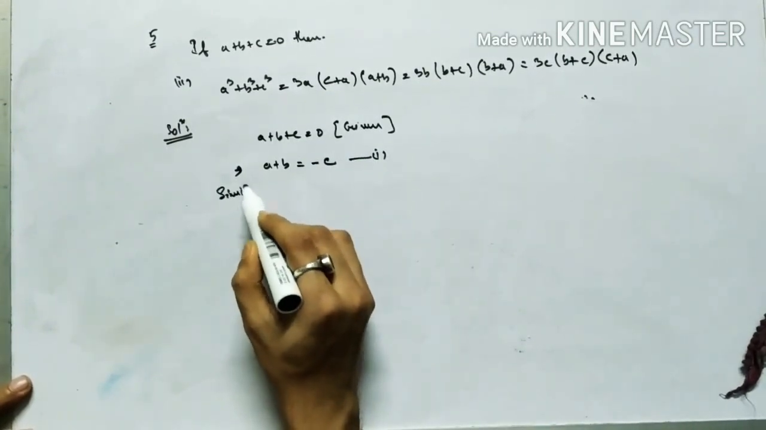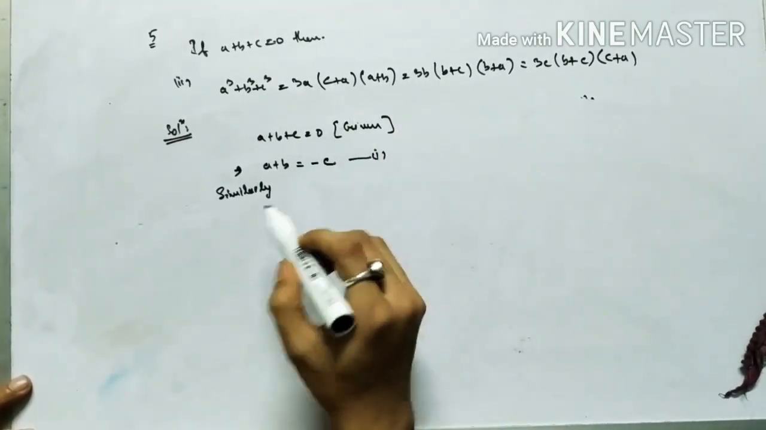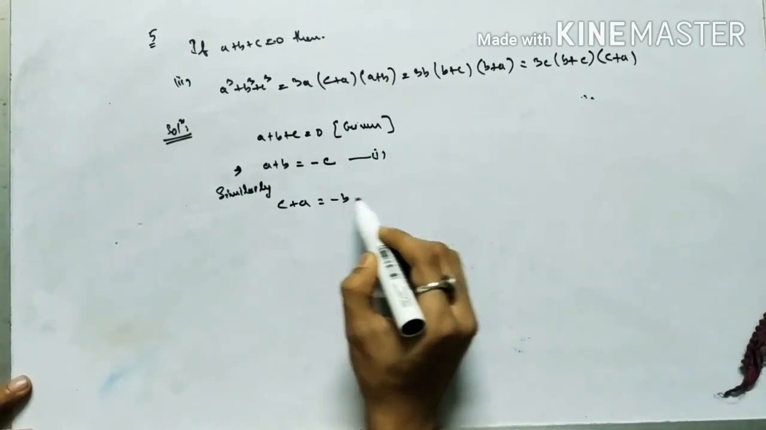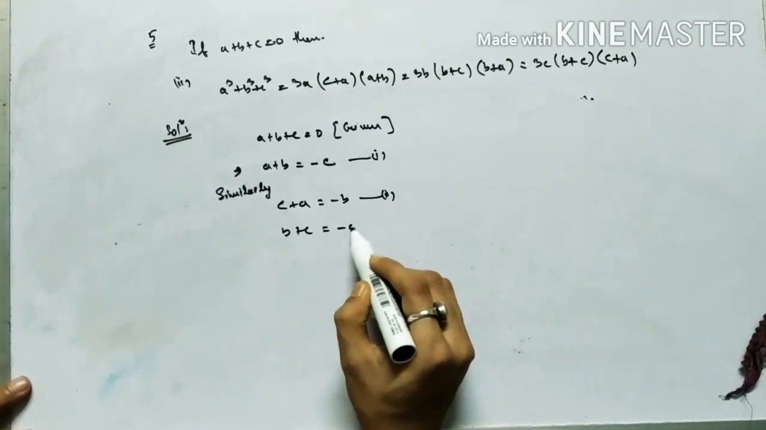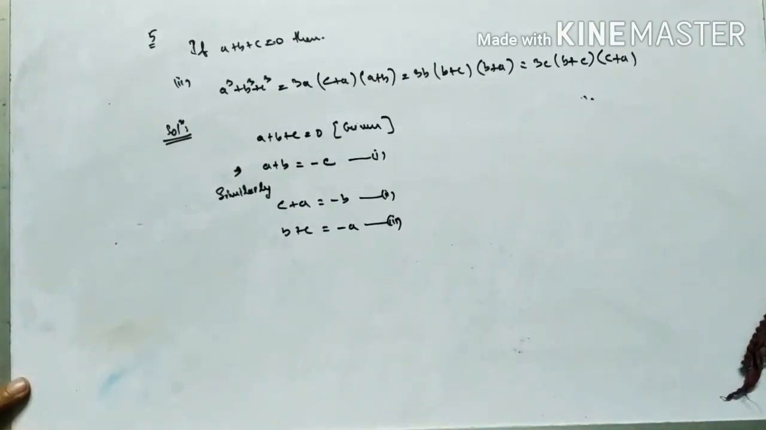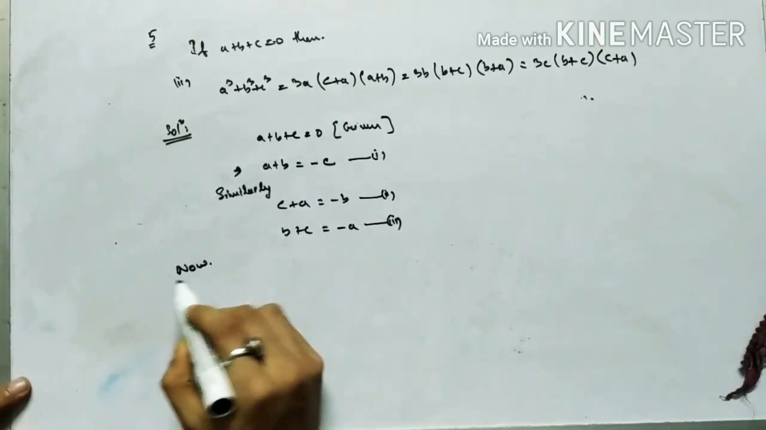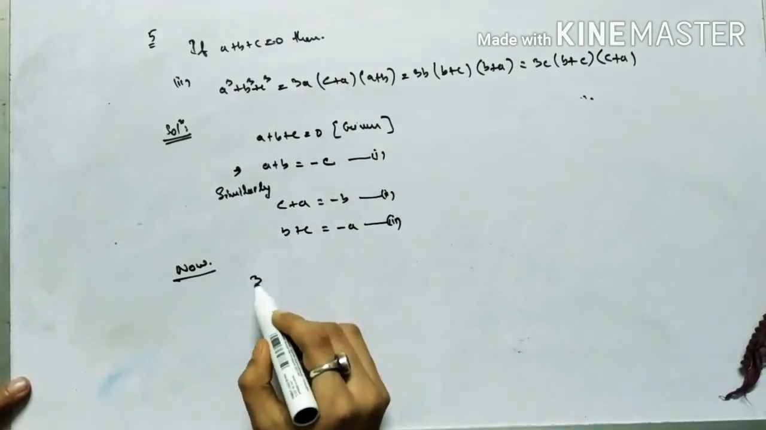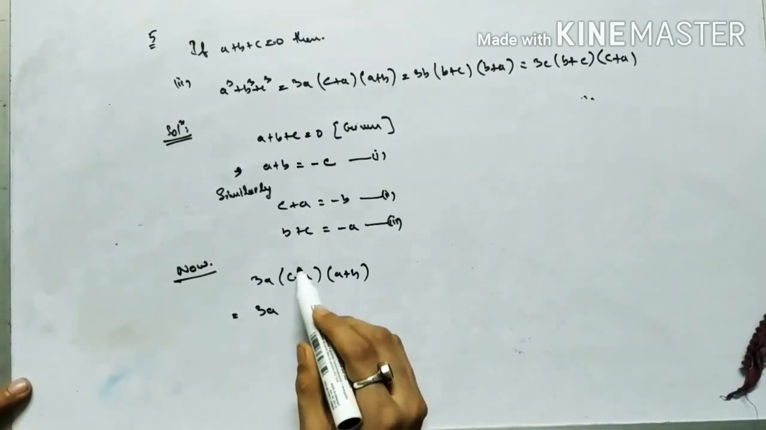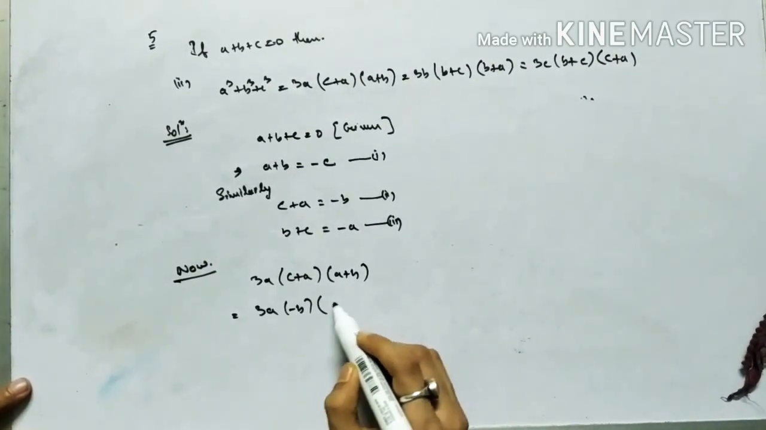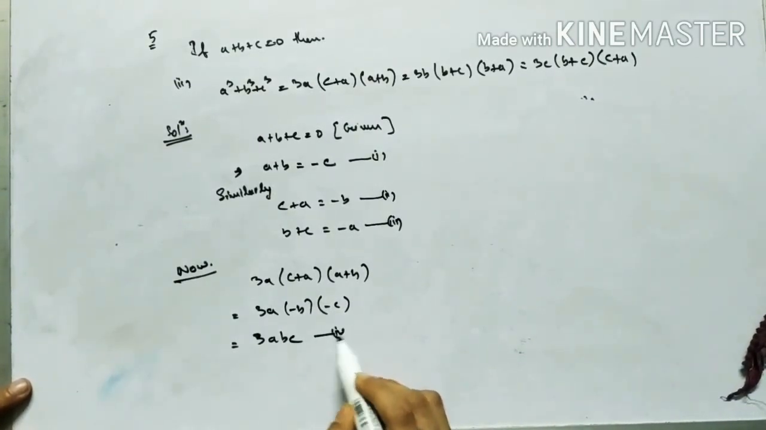And similarly I can say that C plus A is equals to minus B. This is equation number 2. And B plus C is equals to minus A. This is equation number 3. Now I will take this one, 3AC into A plus B. This is equals to 3AC into minus B into minus C. This one ultimately I will get 3ABC. This is equation number 4.